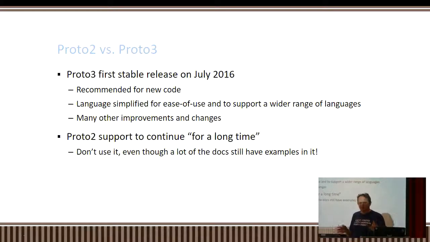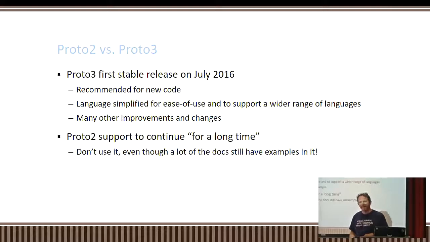Okay, so stop me if you've heard this one, being Python developers, but they've kind of had a schism in their world too between Proto 2 and Proto 3. It's not fair to say it's a schism. Proto 2 came out 10 years ago. A lot of people use it. Last year, July 2016, they released stable Proto 3. It's recommended for all new code.